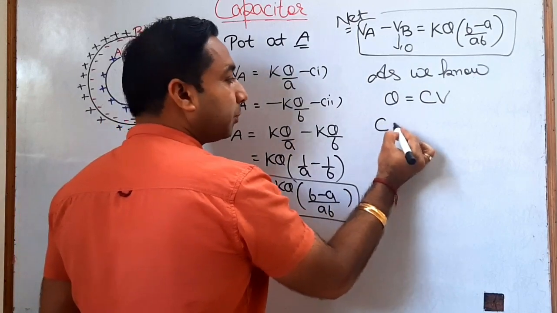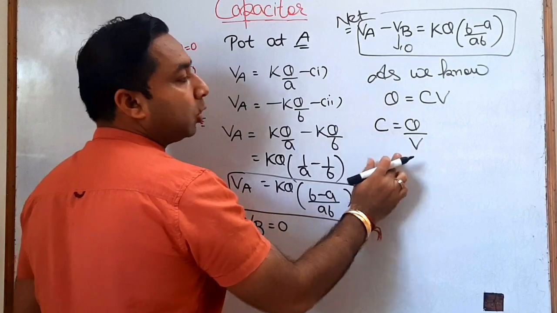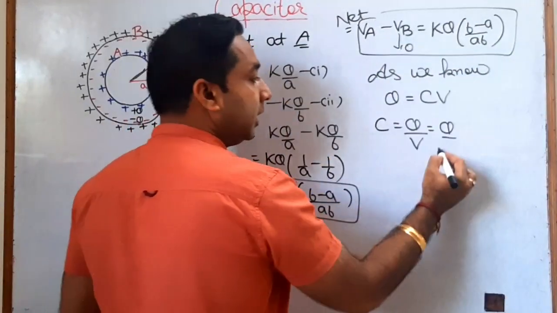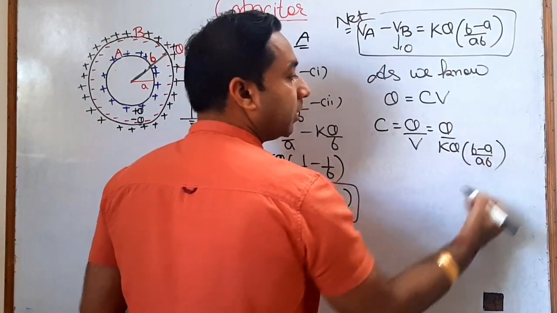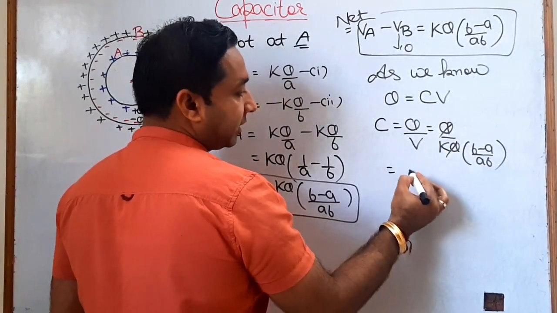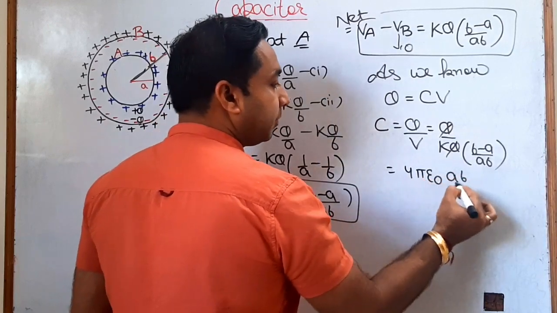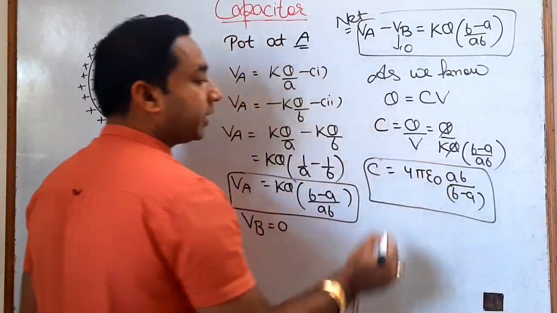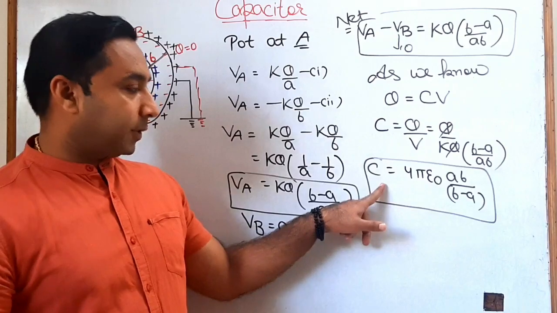So I have to find the capacitance. The capacitance comes out to be C is equal to Q by V. Q as it is, V children, you have already found. This is the net potential. Is it kq (B minus A) upon AB? So what's the answer? If I utilize it, can we say that the answer comes out to be 4 pi epsilon naught AB upon (B minus A)? So this is a very important result for numericals and concepts. This is the capacitance of the spherical capacitor.